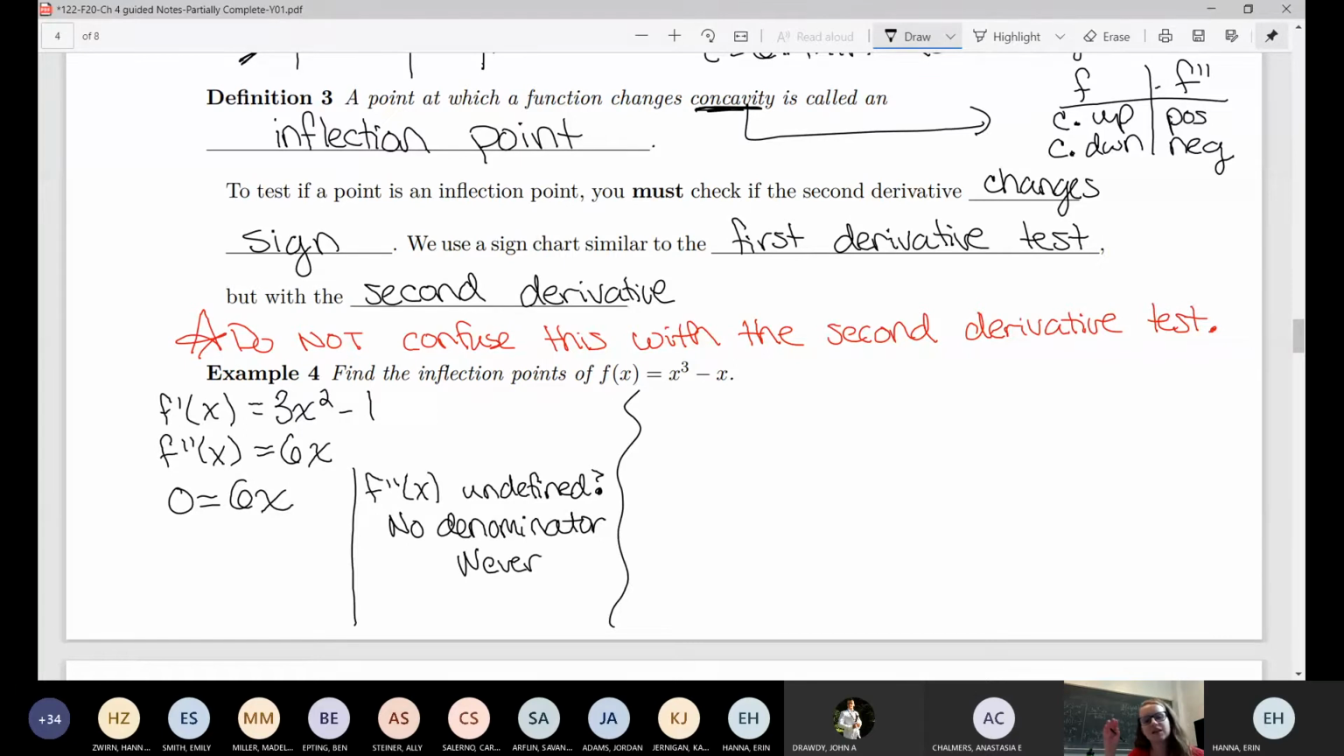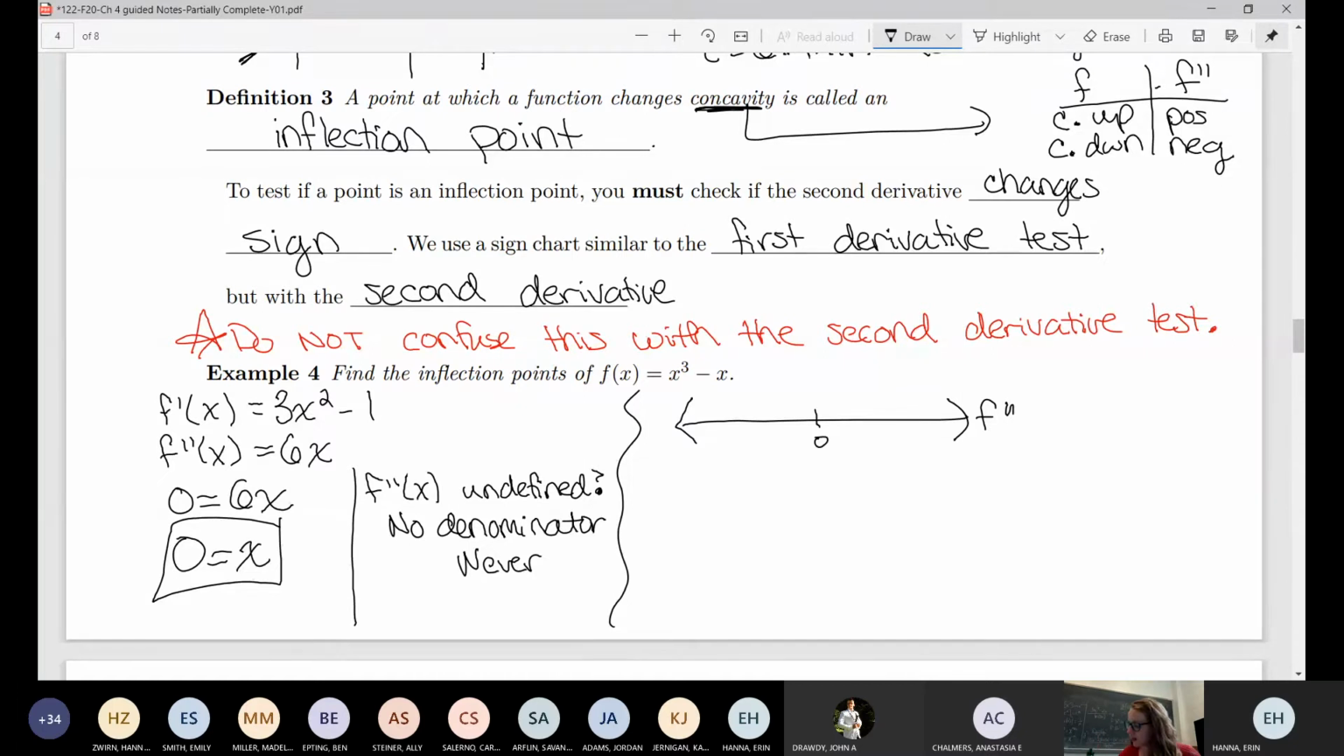We very rarely will encounter a question in our class where it is undefined, but we do need to consider it. And so when we set it equal to 0, we get x equals 0. I can't call it a critical point because that's not what it is, but that's kind of the idea: we found that point that makes the second derivative equal to 0. We plop that guy on a number line.